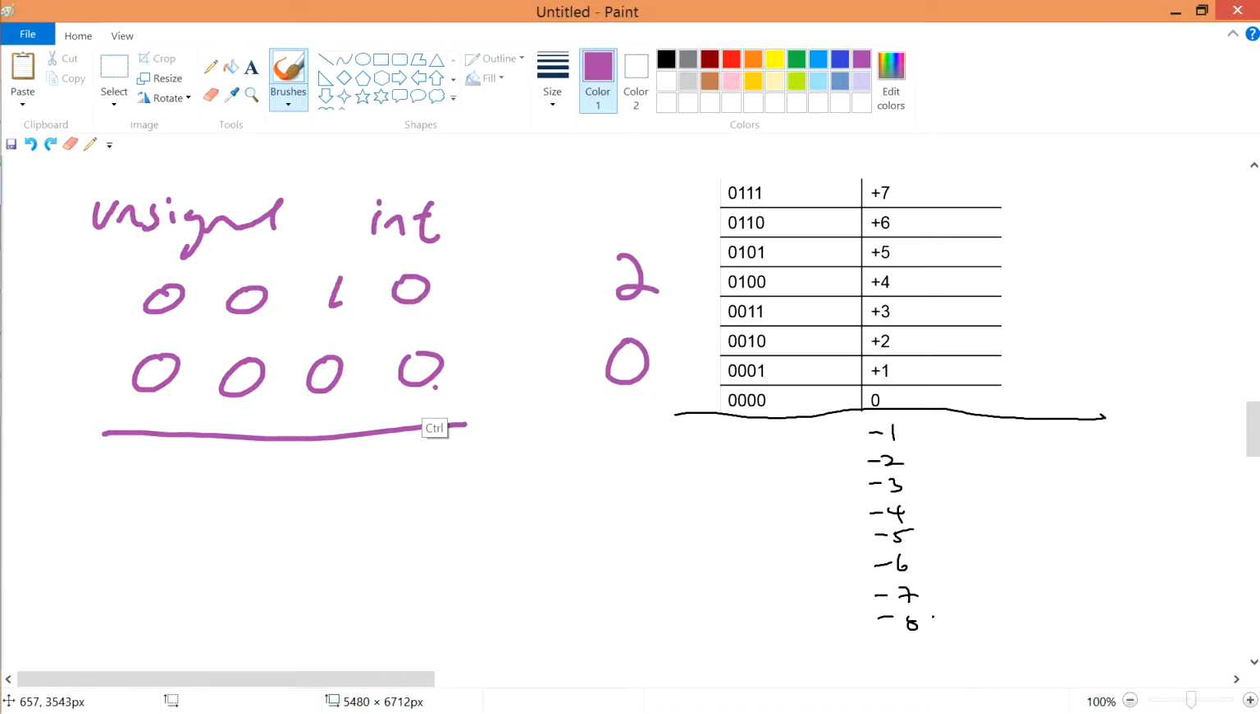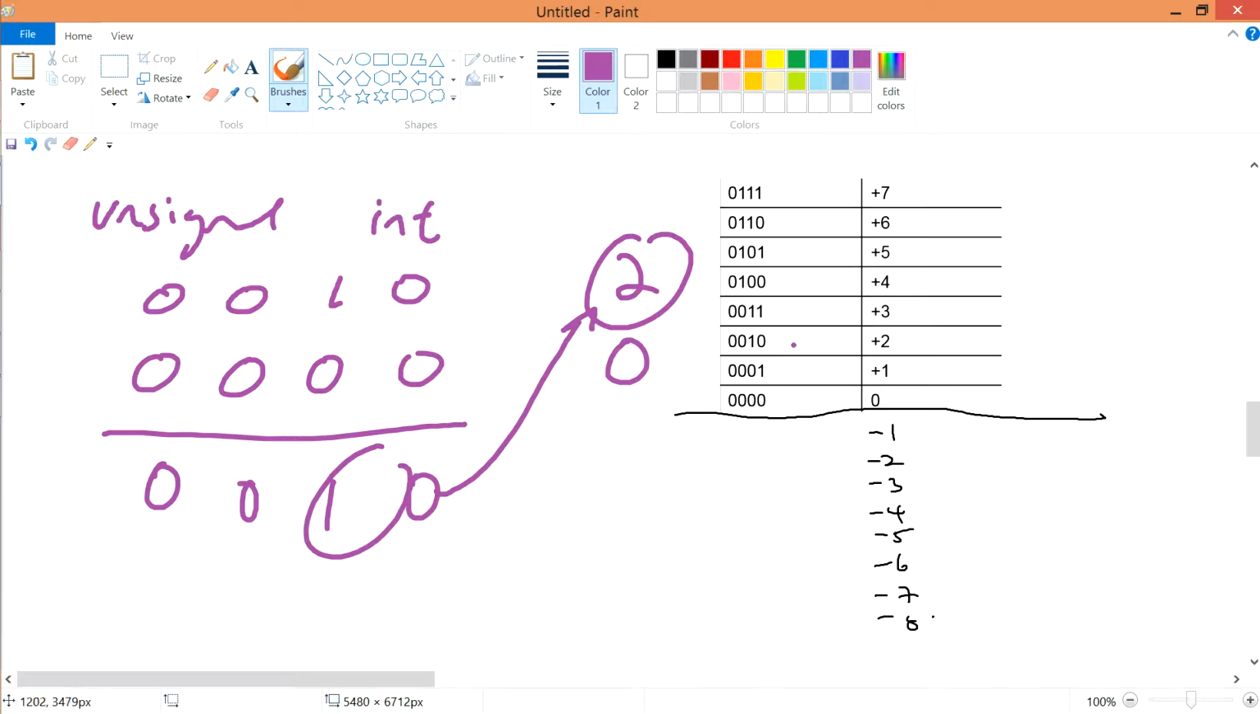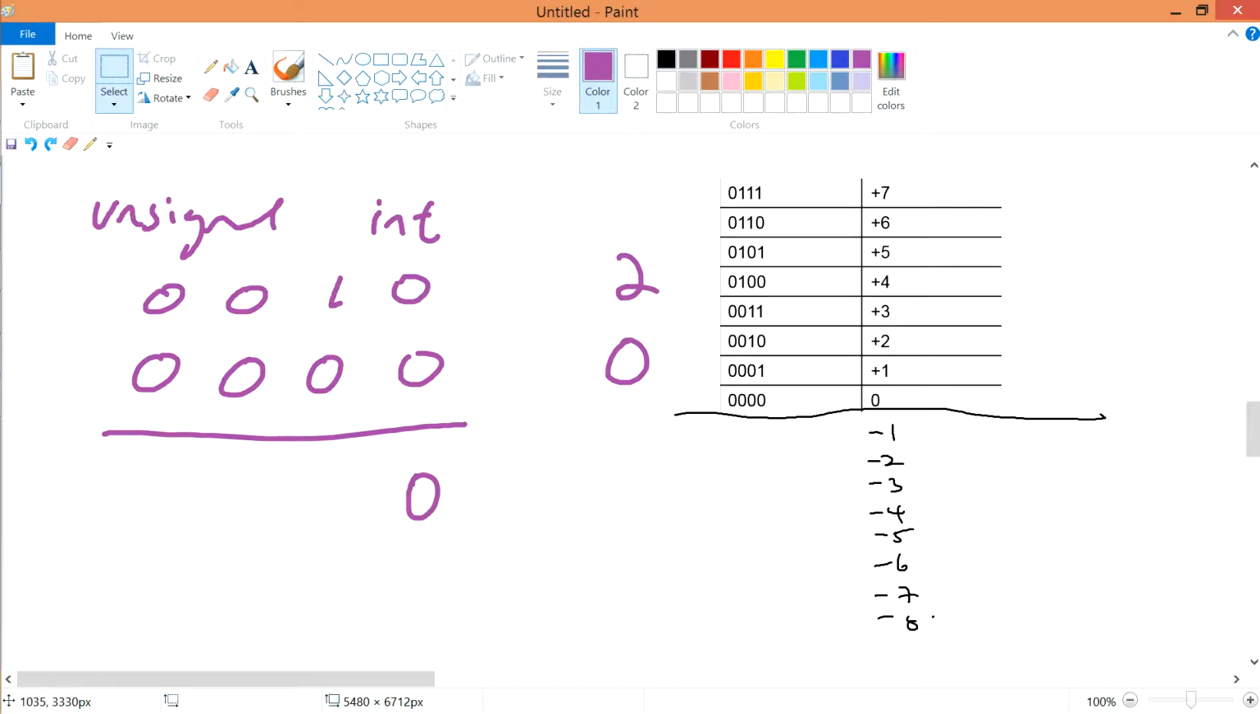So I just add it up. 0 plus 0 is 0, 1 plus 0 is still 1. So everything is 0, 0. So what you get back is actually 2. Alright, 0010 is actually 2. Okay, and that's it. So this is a way to find your unsigned integer.